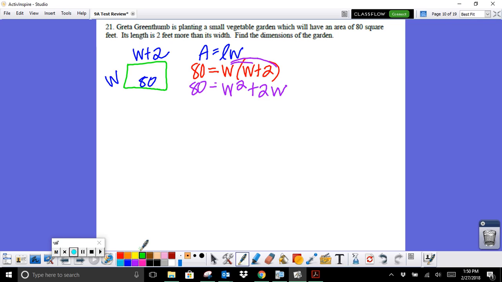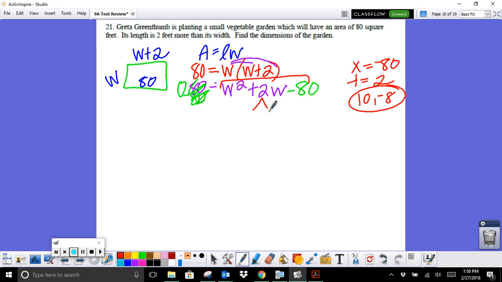Before I can factor this, I'm going to subtract 80 from both sides. I'm just going to throw that down there at the end. So now I need 2 factors that multiply to be negative 80 and add up to be 2. That is going to be 10 and negative 8. So now I'm going to start factoring this. I'm going to break this into a 10W and a minus 8W. Bring your first term down, bring your last term down. And now I'm going to group.